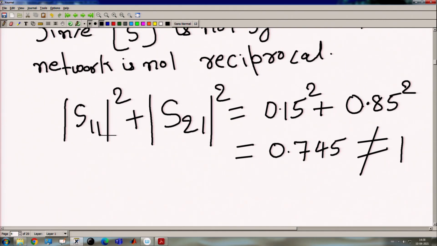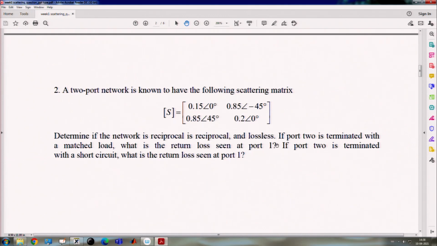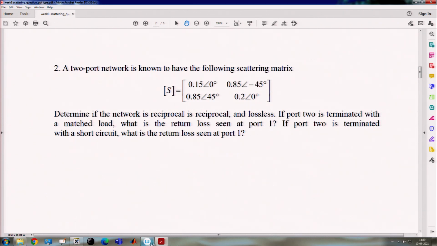So, it is not reciprocal because this is not symmetric. It is not lossless because it is not satisfying the unitary condition. Now, the next part is, if the two port is terminated with a matched load, what is the return loss seen at port 1?